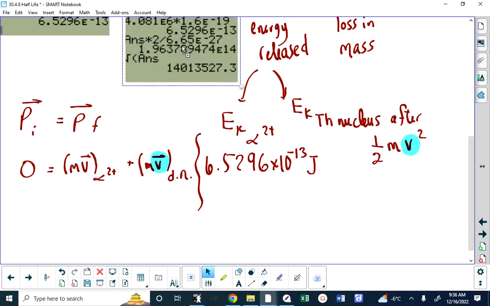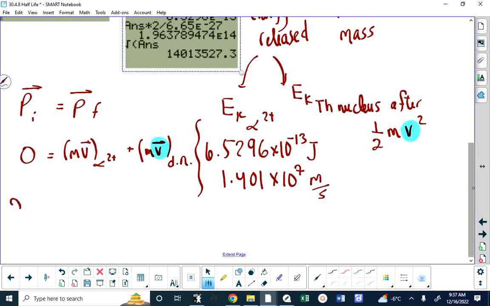And again, I'm just going to dump this here. 1.401 something times 10 to the, I think that is 7 meters per second. Okay. So now I have to take 0 equals the mass of the alpha particle times the speed of the alpha particle plus the mass of the daughter nucleus times the speed of the daughter nucleus. And we know the mass and the speed of the alpha particle, and we know the mass of the daughter nucleus, so now we can find the speed of the daughter nucleus.